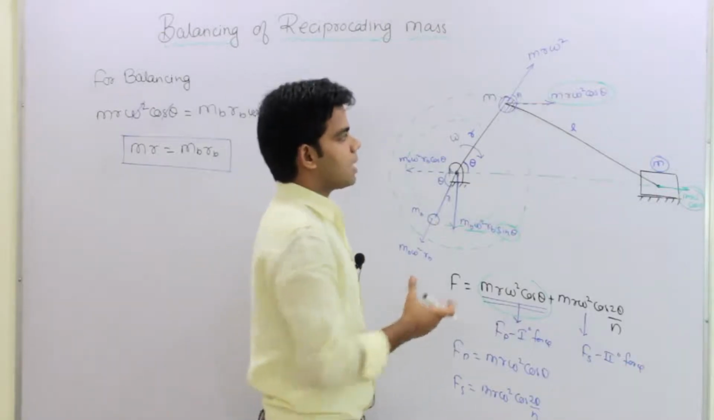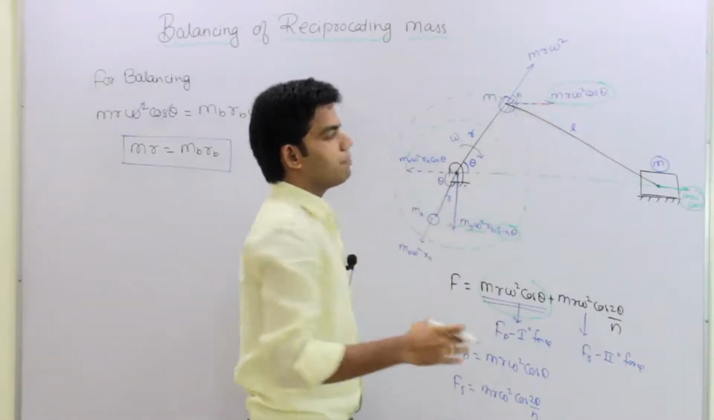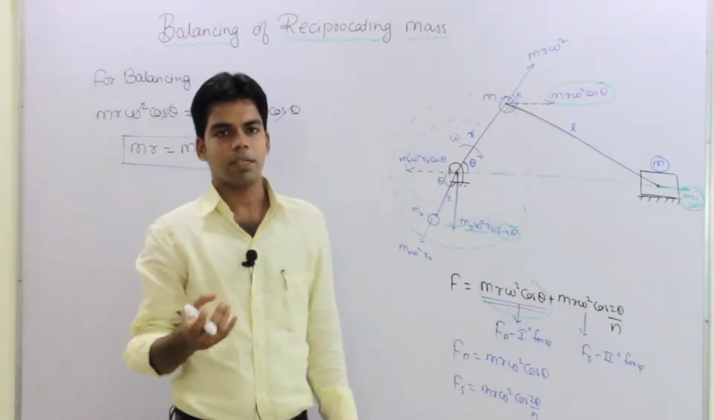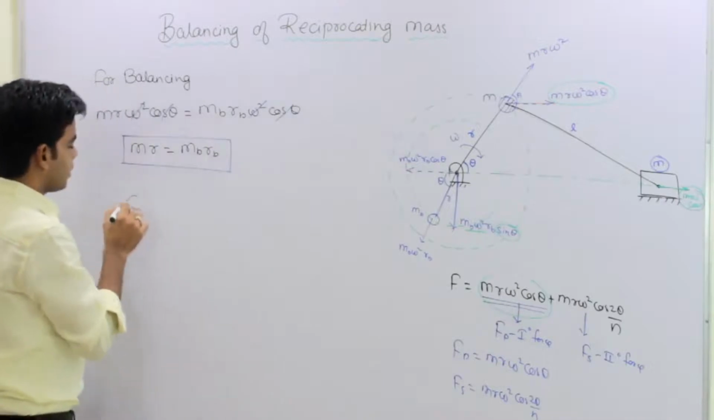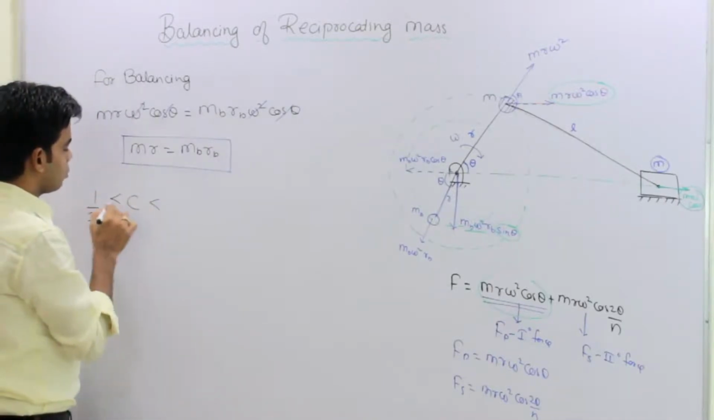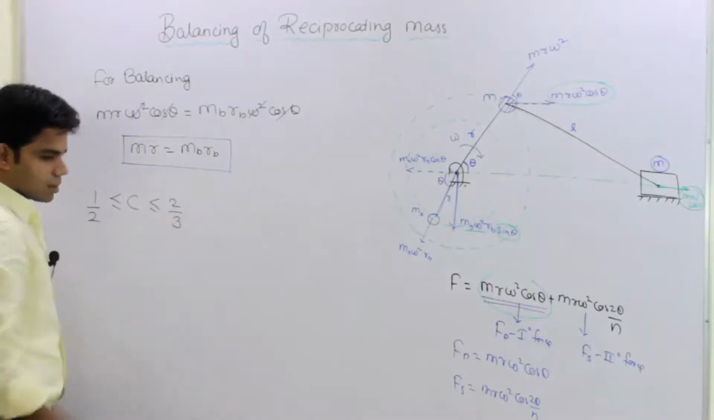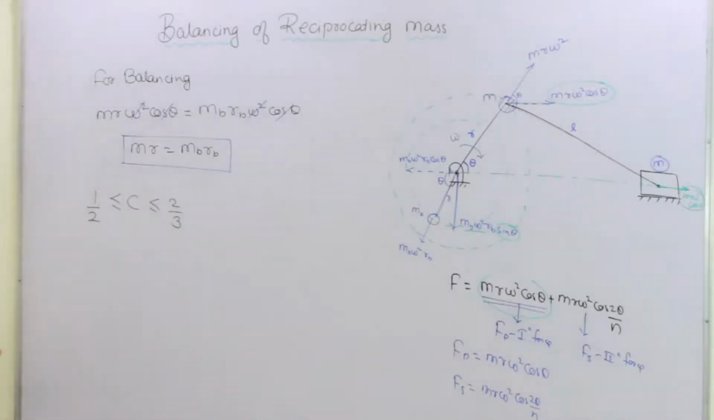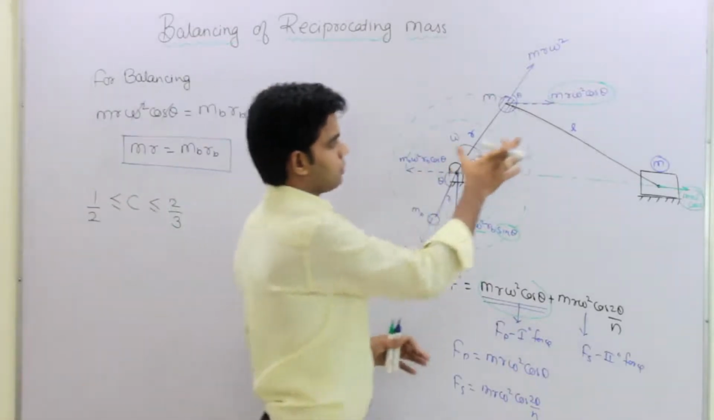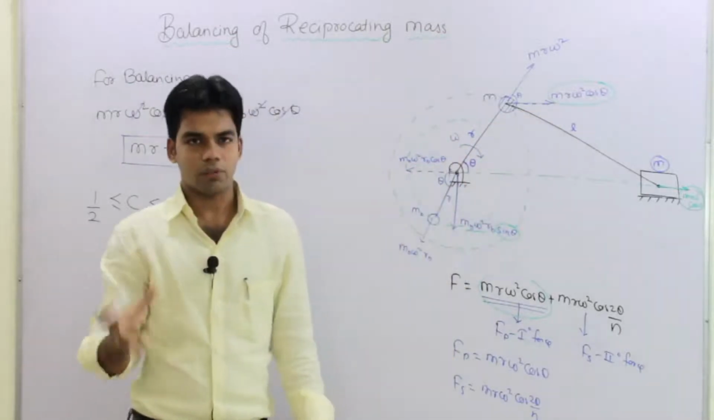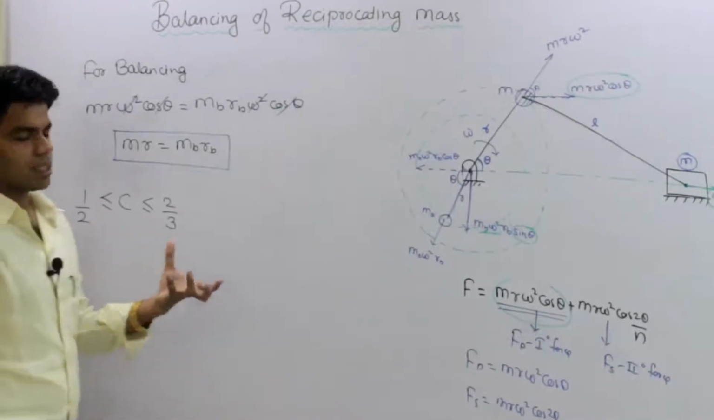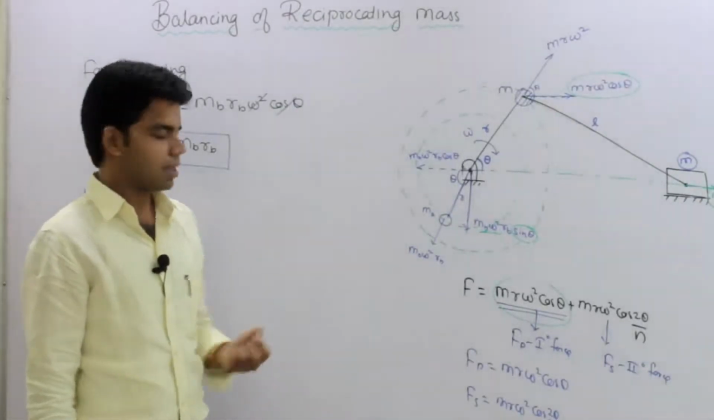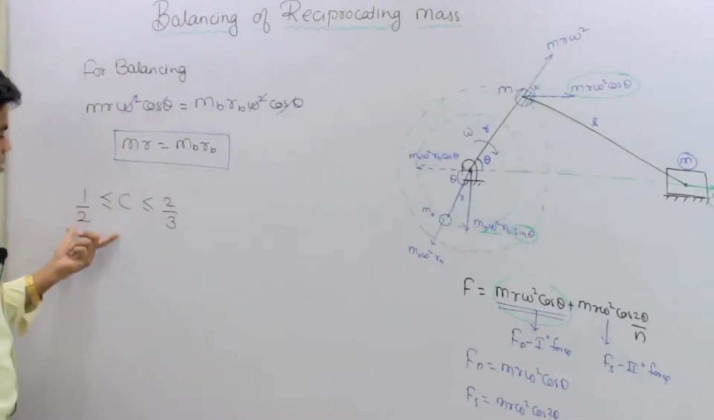So instead of balancing the whole component, we can balance a part of the component. Suppose we are balancing only a c fraction of the component, where this c will vary from 1/2 to 2/3. Getting this, not? So instead of balancing the whole force, we are just balancing a part of that force. A c fraction of the primary force is balanced, and this c lies between half to 2/3. Okay, so see what happened.